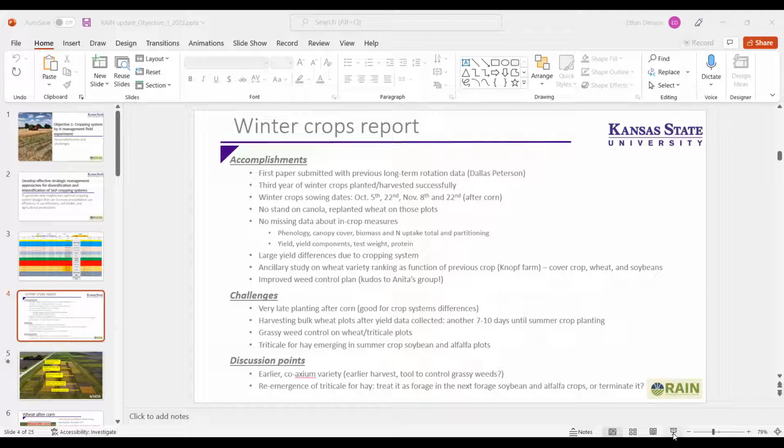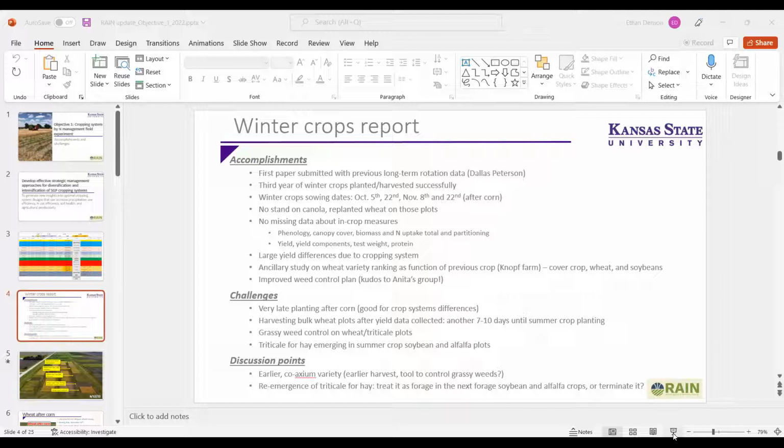And absolutely, thanks to Anita's group there, improved weed control plan. I didn't bring it here, but it looks pretty complex, especially if you're outside of weed science there. Some challenges, of course, with some of this very late planting getting to November 22nd there. It's sometimes hard to get a good stand. Grassy weeds in the wheat crop has been an issue as well. So that's a point of discussion that I have brought here in terms of should we be considering a different variety that allows us to go with some rescue control and herbicide in the wheat phase.